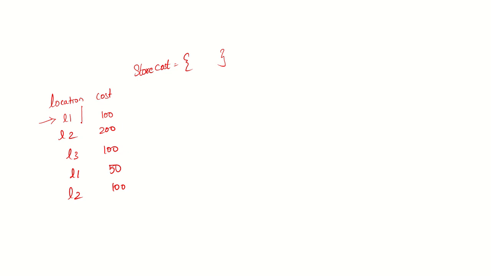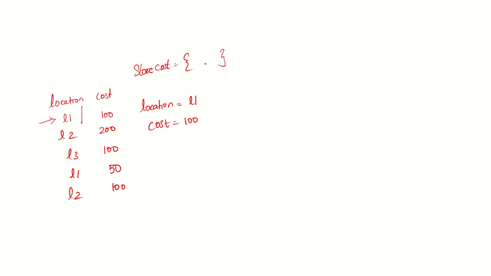We will split the line. So in location, you will have L1, and in cost, you will have 100. What you have to do first is convert the cost to floating point. When you convert the cost to floating point, if you get an error, then you have to skip that line and go to the next line. And then you have to check whether this is already present in the dictionary.